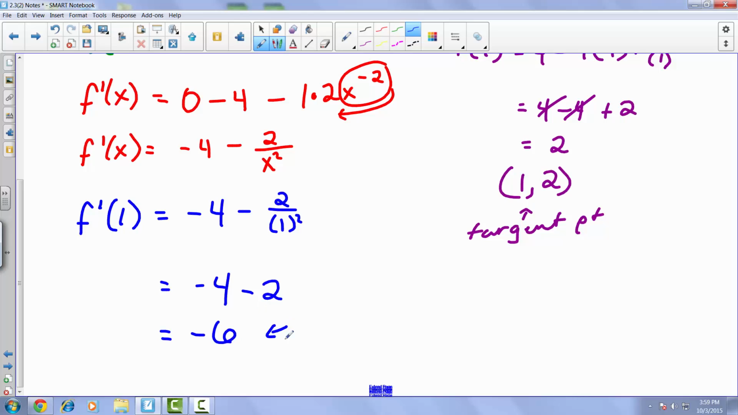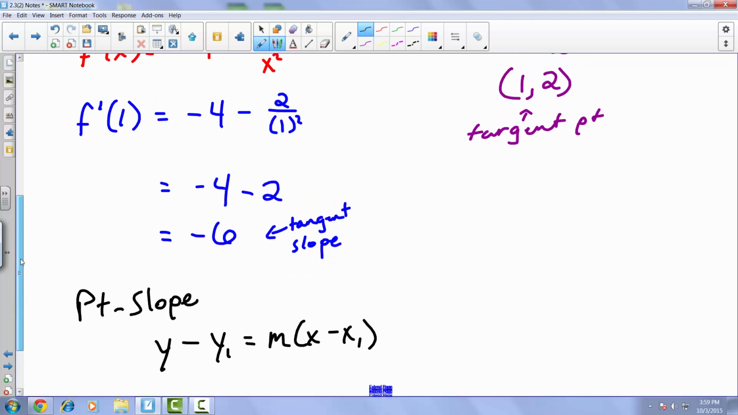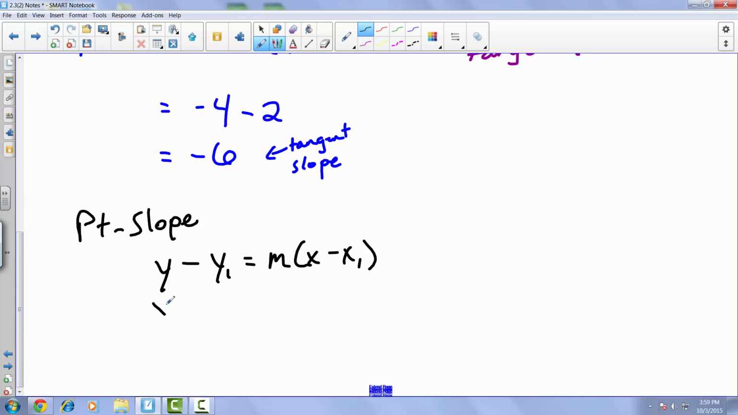And here is our tangent slope. Now to construct an equation of a line, we know that we can use point slope. And point slope is y minus y1, which is equal to m times x minus x1. From here, we just throw in our knowns. So when we do that, we end up with y minus 2 is equal to negative 6 times x minus 1. And now from here, it's just algebra.